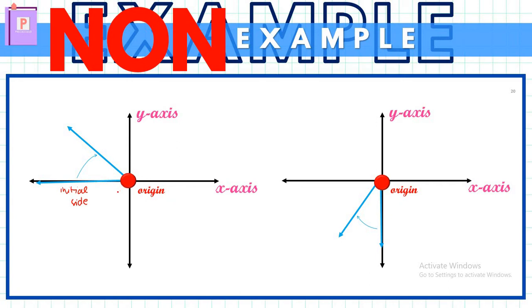Therefore, this is not an angle in standard position. Meanwhile, for this example, the initial side can be found here on the negative y-axis. Therefore, it does not satisfy the characteristic of an angle in standard position.